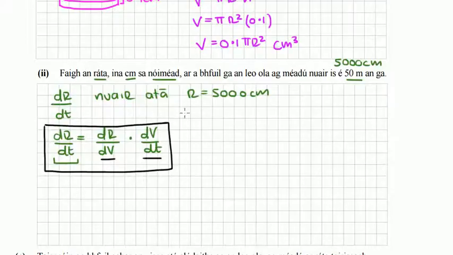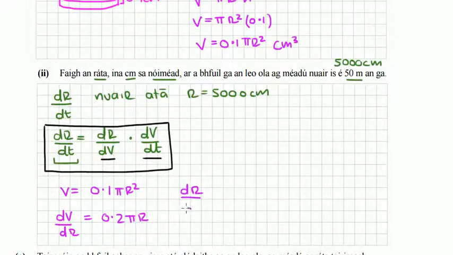So like I said, we have V in terms of r. V is equal to 0.1 pi r squared. If I differentiate V in terms of r, I'm going to get 0.2 pi r, and therefore I can find dr/dV. So dr/dV is just going to be 1 over 0.2 pi r. So I'm just going to make a note of that up here because I'll run out of space.